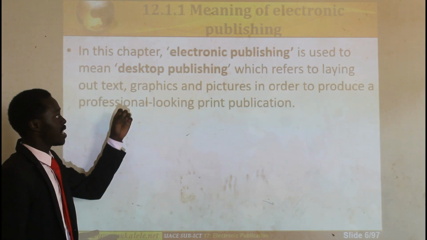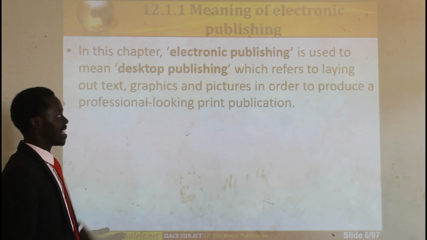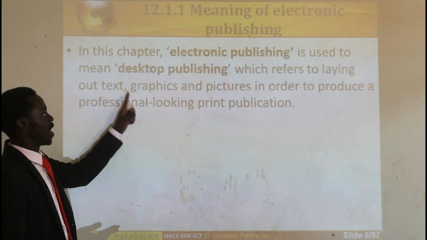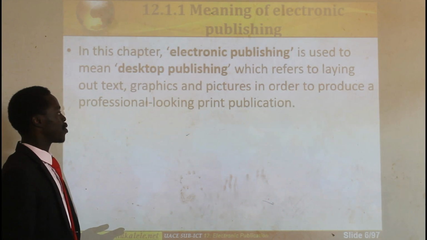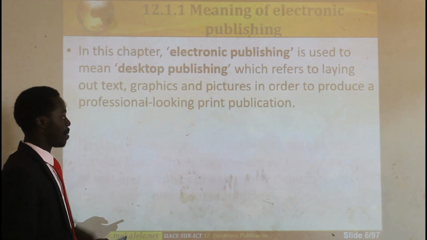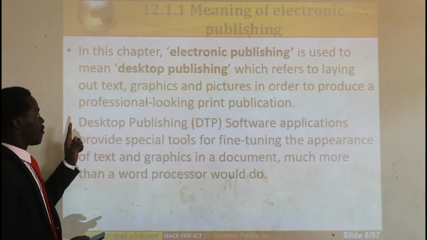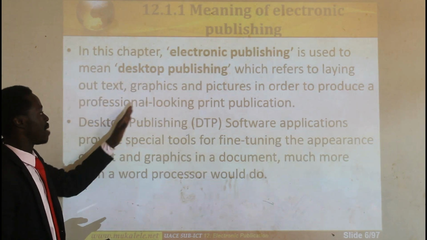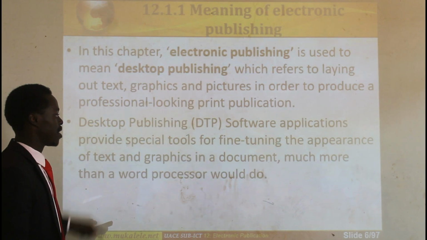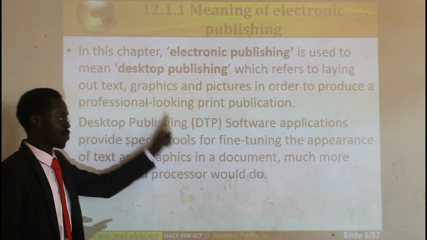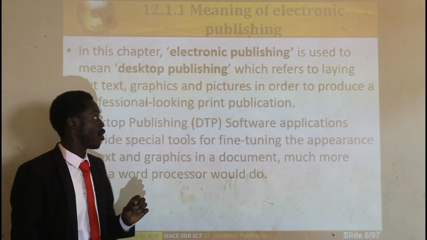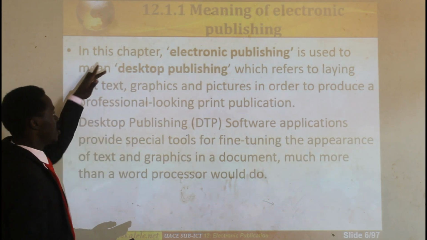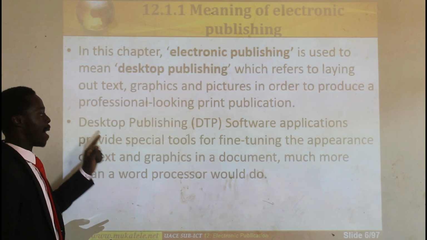Now, of course, I've said electronic publishing can also be known as desktop publishing, and this refers to the laying out of text, graphics, and pictures in order to produce professional, good-looking publications. For us to lay out text, graphics, and pictures to produce good-looking print publications, we use desktop publishing software. Now, if you're following me, I want you to have distinction between these two terms. We have what is called desktop publishing and we have what is called desktop publishing software.